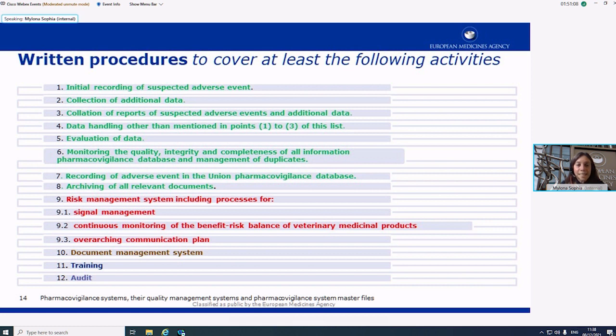In green, you can see activities that have to be covered and relate to the receiving, recording, and reporting of adverse events. In red, you can see activities in relation to the risk management system. And as I said, with this we mean processes for signal management, processes for continuous monitoring of the benefit-risk balance of the products, and the communication plan. And of course, you will need to have processes for the document management system, training, and audit. Next one.